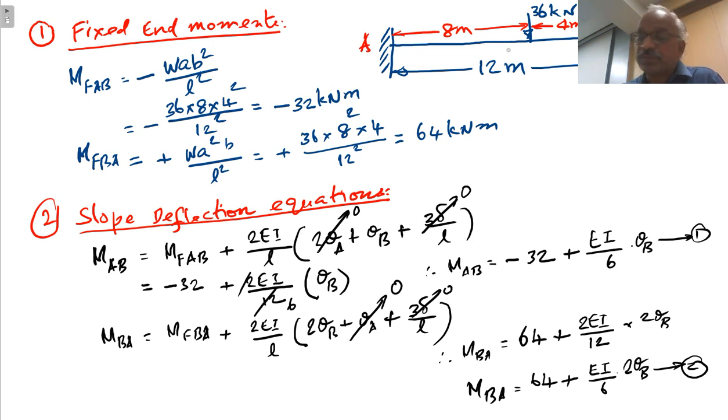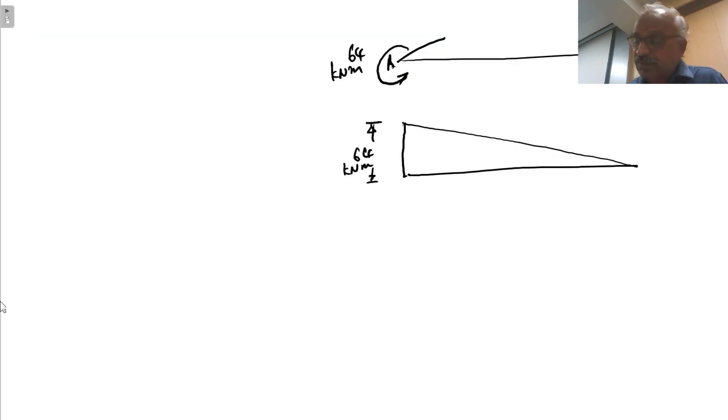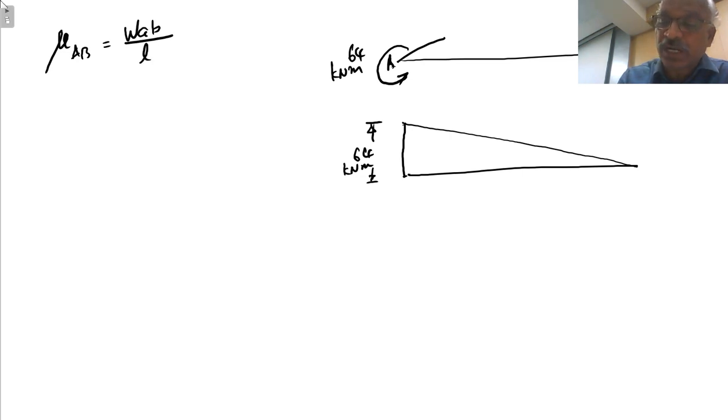Initially we assumed the beam AB to be fixed. Now assuming the beam as a simply supported beam, the bending moment diagram will be a triangle having a maximum ordinate of WAB by L for a non-central load. So MuAB, the simply supported moment, equals WAB by L as a simply supported beam.